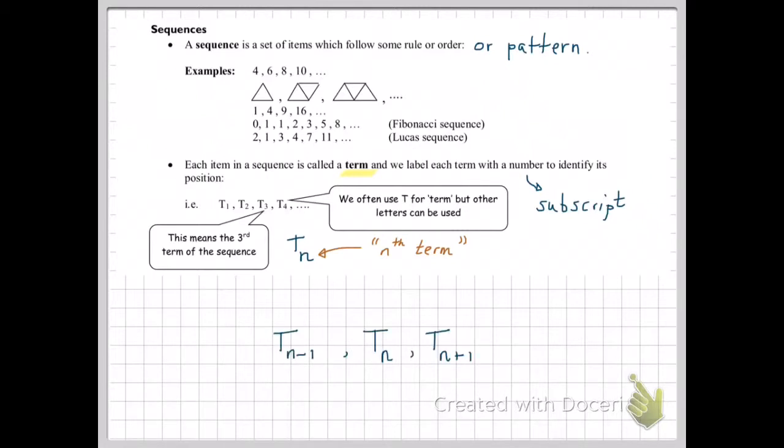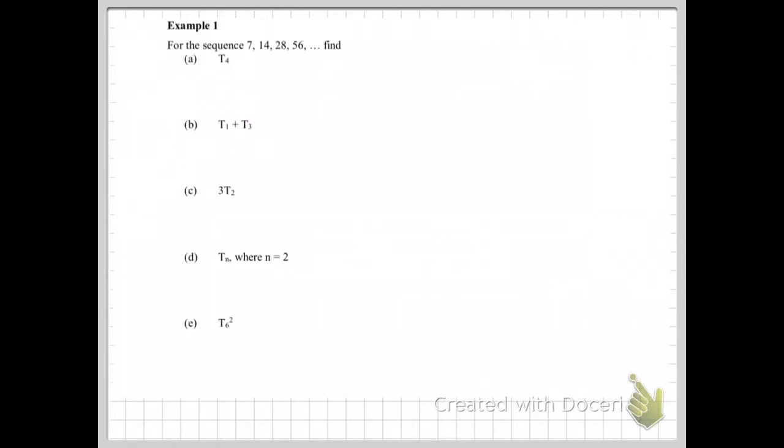We can also look at the next term up, which is simply found by adding 1 to the index number n. So if we're looking at term tn, the nth term, the next term is going to be called tn plus 1. The previous term we will subtract 1 from the index number, and that will be tn minus 1.